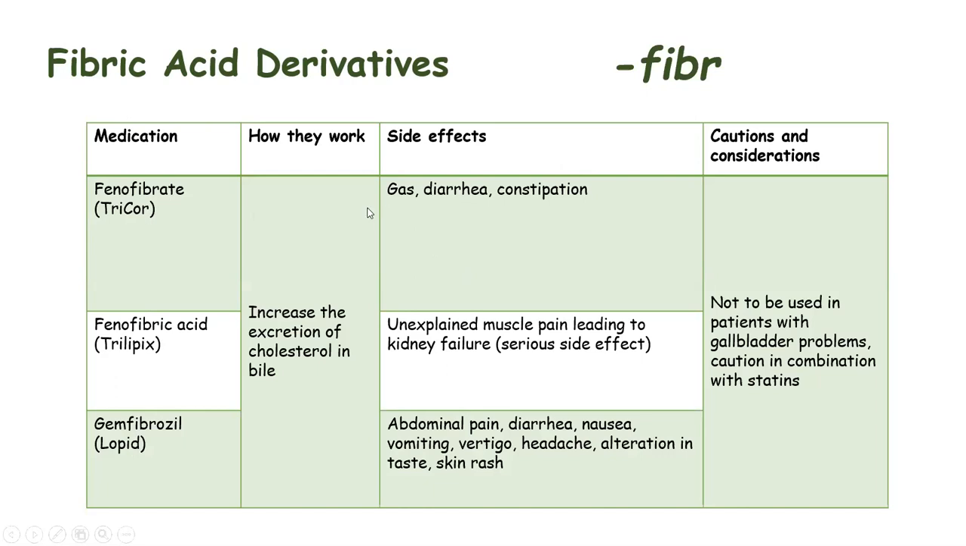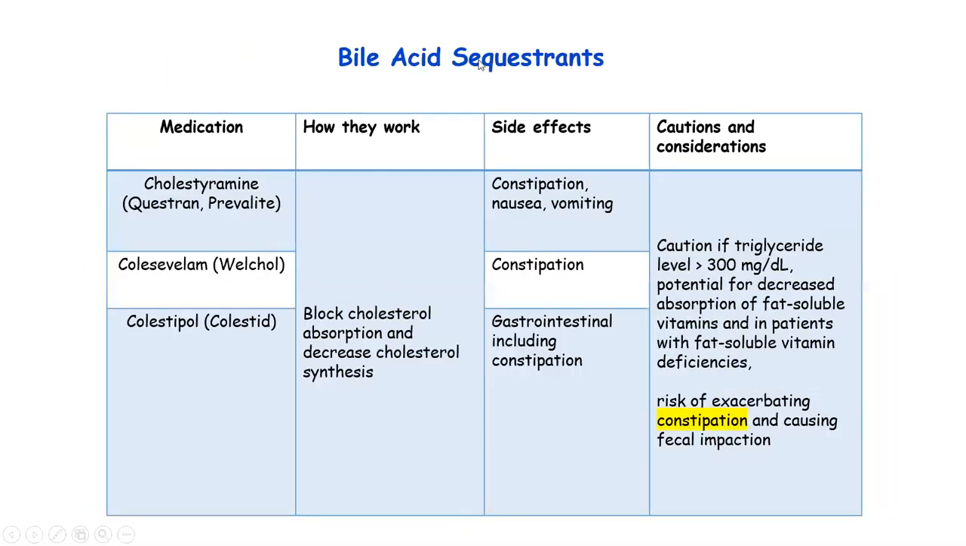How do they work? They increase your excretion of cholesterol in the bile. And so what are some of the side effects? Well, the main side effect is gas, the digestive system, diarrhea, nausea, vomiting. And then if somebody has gallbladder problems, because the gallbladder is where you're making your bile, then you have to use caution. Bile acid sequestrants.